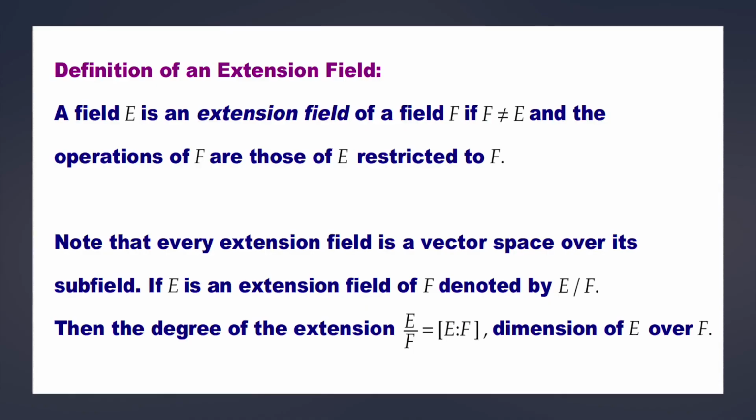Let us talk about some other fields, like extension and splitting fields. Let's see the definition of an extension field. A field E is an extension field of a field F if F is not equal to E and the operations of F are those of E restricted to F. Note that every extension field is a vector space over its subfield. If E is an extension field of F, denoted by E by F, then the degree of the extension E by F is equal to the dimension of E over F.